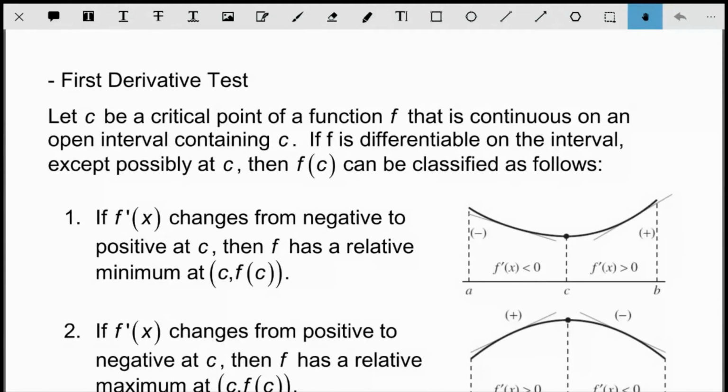In your book, it primarily just focuses on the idea of finding maximum and minimum values from a graph in this section, but we're going to go a little bit further than that.